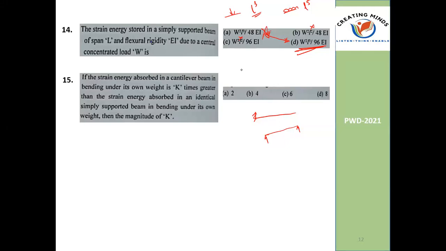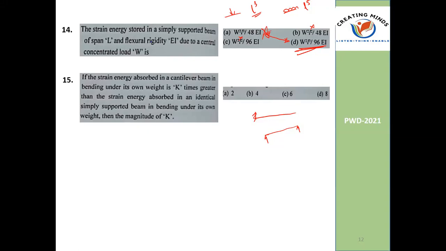Equate the moments, sir. Yes, if you equate the moments, whatever you are getting. Strain energy absorbed in cantilever beam under bending, so what is the equation for bending under cantilever beam? Any idea? Yesterday's class problem. Try to solve it yourself, then tell me.